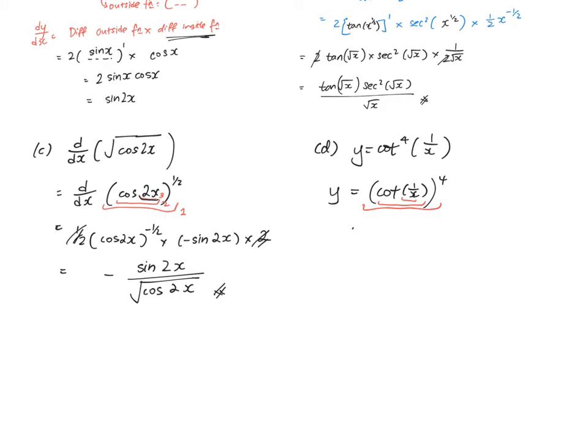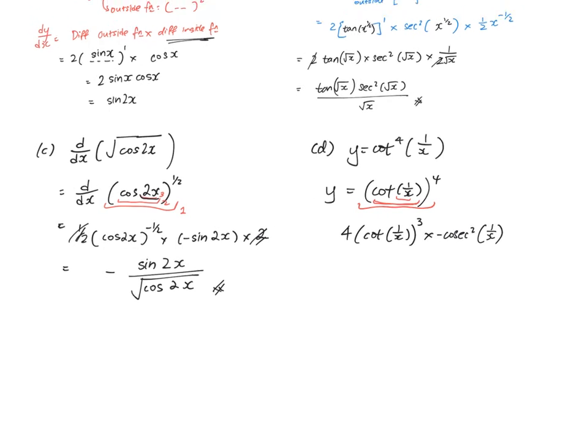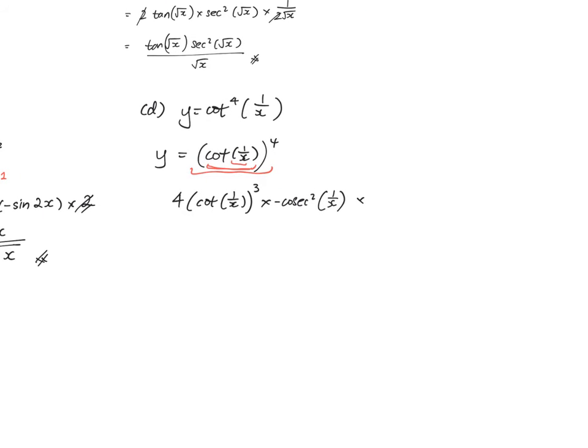Differentiate the outer layer: power goes in front, power drops by 1. Differentiate the second layer, chain again: differentiating cotangent will give us minus cosecant square. Then the next layer, differentiating 1 over x gives me negative 1 over x squared.